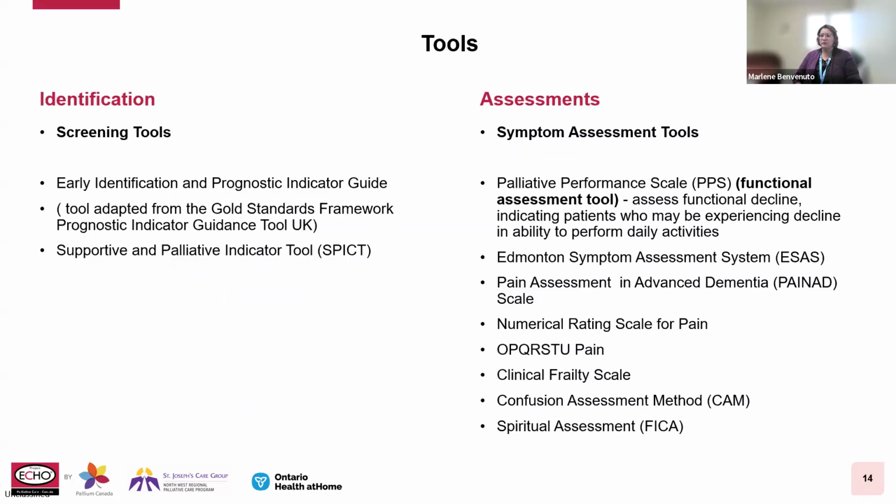So the tools we're going to be talking about today, the screening tools, I'm going to be addressing more the early identification and prognostic indicator guide that's been adapted from the Gold Standard Framework from the UK, but also to mention that there is the SPICT tool, the Supportive and Palliative Indicators Tool, that also comes from the UK. I believe it's Scotland. Just for time restraints, I thought I would use the early identification one because it seems to be more readily used, although it has been indicated on the chat that people have used that as well.